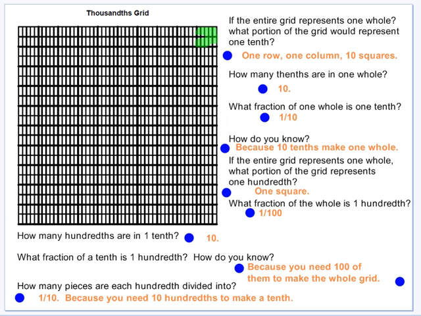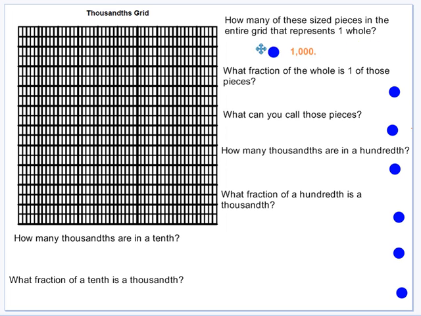How many of these sized pieces are in the entire grid that represents one whole? We have 1,000. What fraction of the whole is one of those pieces? Well, it should be 1/1000th, because there are 1,000 little squares, so one of those pieces means we have one of the 1,000. What can you call those pieces? Thousandths. How many thousandths are in a hundredth? Think about that one for a minute. Pause the video and then press play when you're ready to come back.